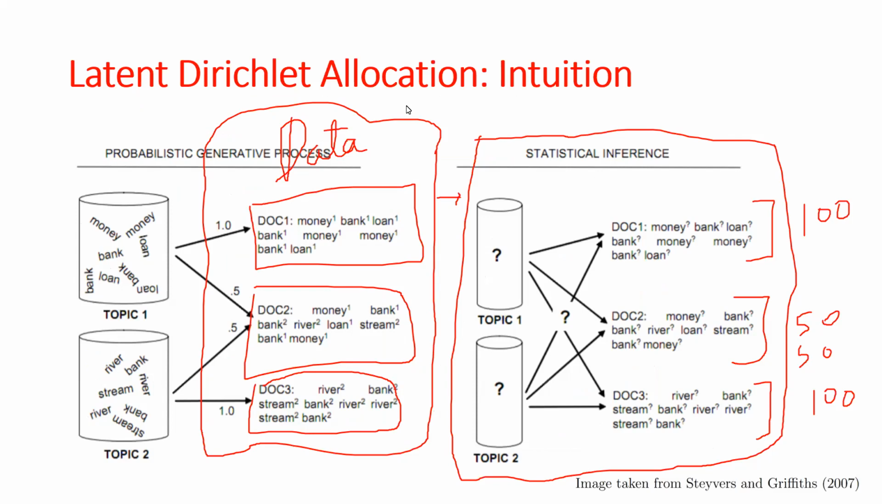Sir, I have a question. In the three documents, the word bank is used in the context of a river as well as in the context of money. So when we are summarizing or making these inferences, how will we associate this bank with river or bank with money?